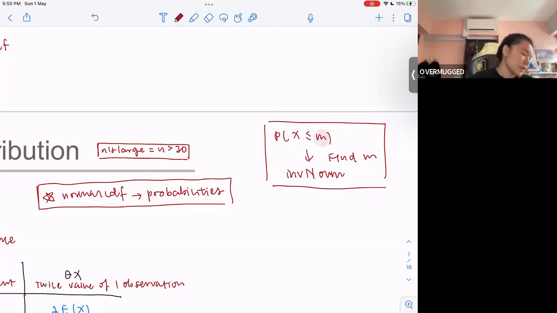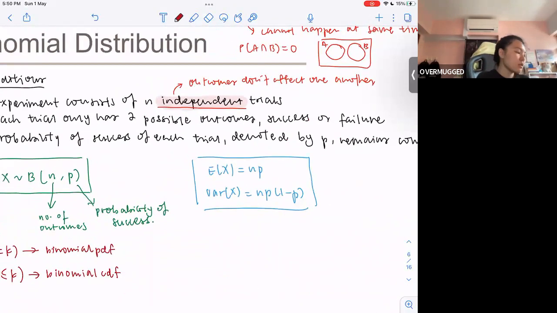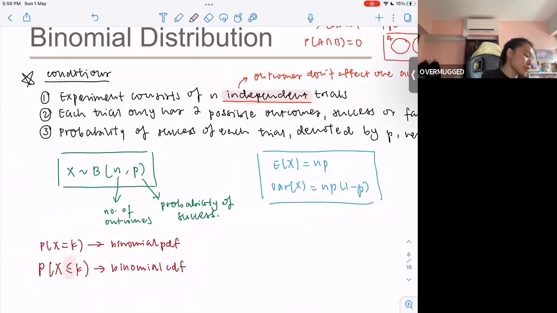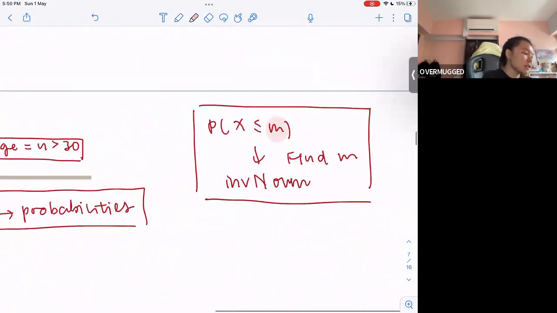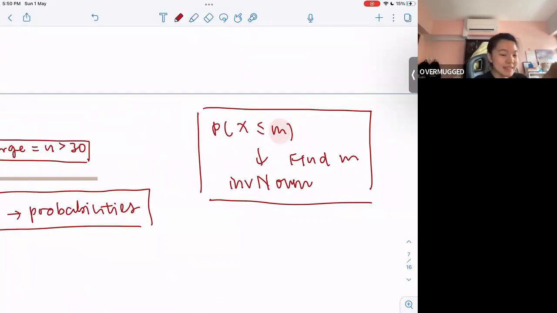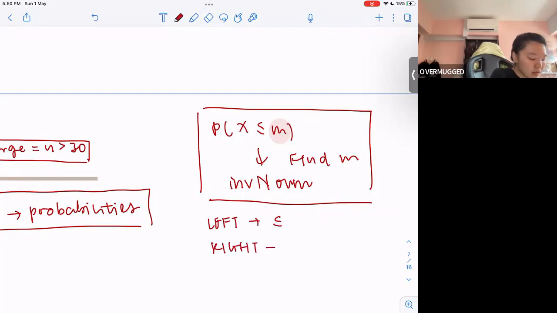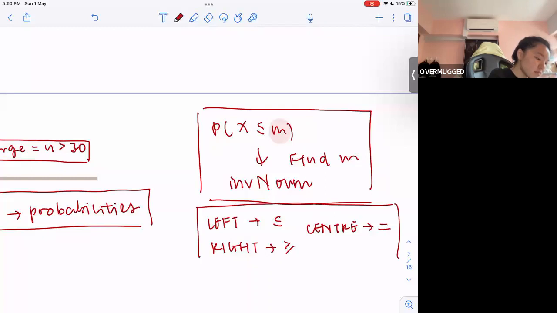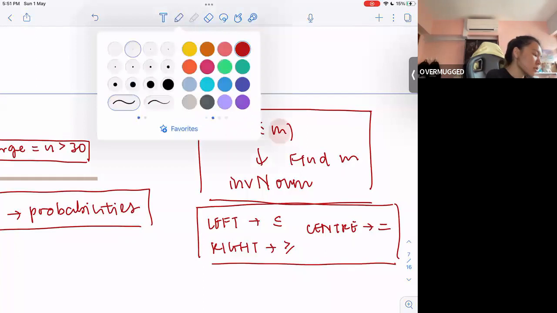Usually for binomial, we only have less than or equal to. But for normal, you have your left tail, right tail, and center. It's very easy to remember. Your left tail just means it's less than or equal to. Your right tail, you see where it's pointing to, more than or equal to. Then your center is just the equal sign. That's all. So this is if you're using inverse norm.